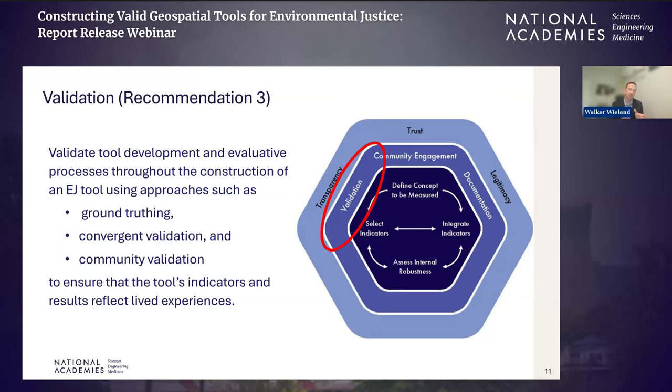Another type of validation is this very broad term of supplemental analysis, which in our report refers to comparing the output of the EJ screening tool against external variables to further validate that tool's findings. The purpose of these is to ensure that a tool and its findings are rooted in the realities and lived experience of communities. To get there, this work needs to be done in consultation with communities, community experts, and researchers, which ultimately contributes to improvements in the elements of the outer ring on the screen.